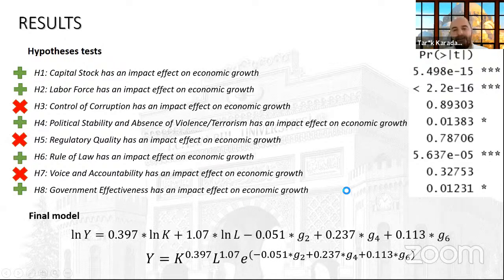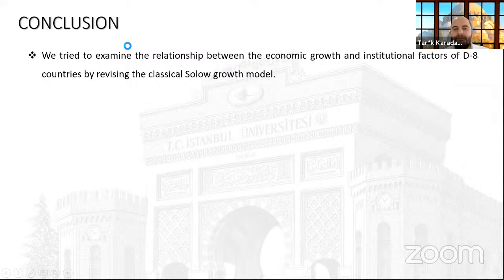So here is our final model, again in a numeric way. Our model consists of capital stock, labor force, and 3 institutions here. As we can see, one of the institutions, which is G2, corresponding to H4, political stability and absence of violence and terrorism, has an impact effect on economic growth, but in a negative manner. This means that if political stability is high, the economic growth will decrease. This seems illogical, but this is a statistical analysis. So the data will give such a result.